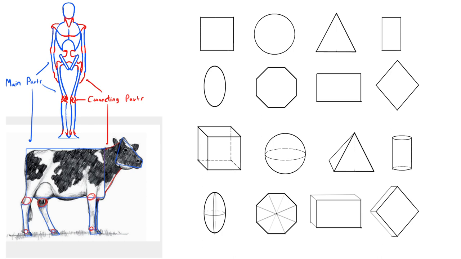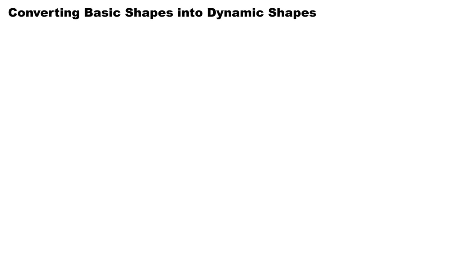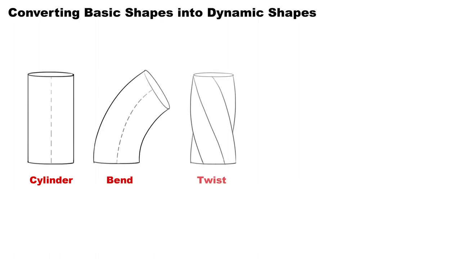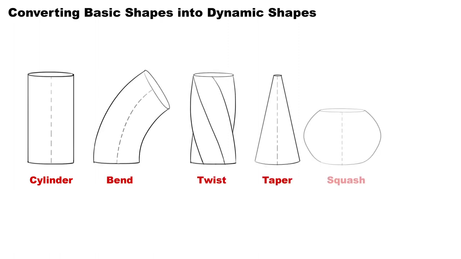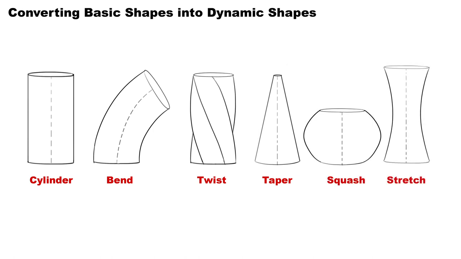Most objects in the world are dynamic, animated versions of these basic shapes. Dynamic basic shapes are basic shapes that convey motion in a certain way. The way we do that is by applying a form modifier. If you have ever worked in 3D software, you will know what a form modifier is. It's a modifier that you apply to your basic shape that turns it into a more complicated, dynamic one. For example, a basic shape can be bent, twisted, tapered, squashed, or stretched into a different version of itself.